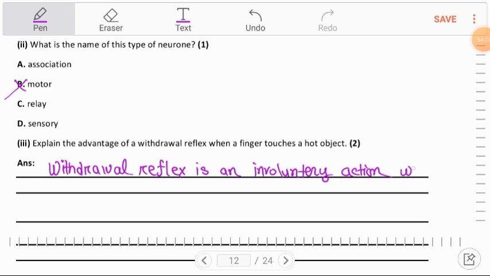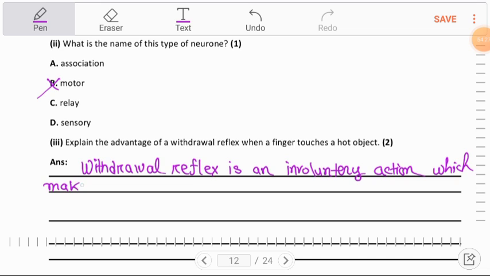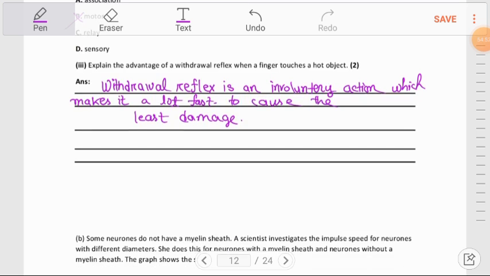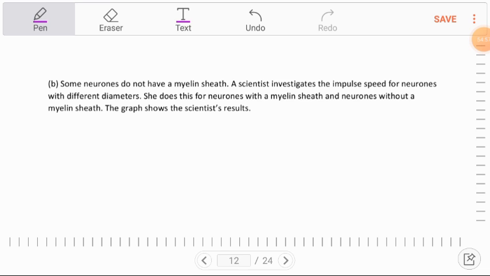Which makes it a lot faster to cause the least damage. With this, our A3 ends. Moving to B. Some neurons do not have a myelin sheath.